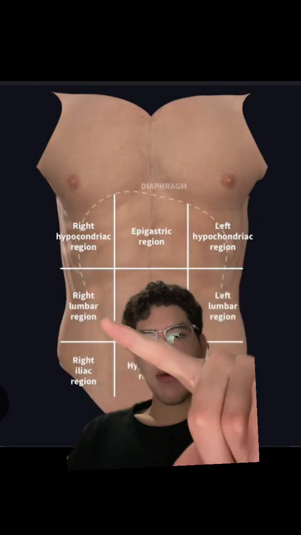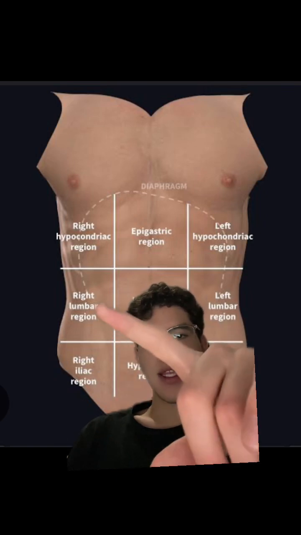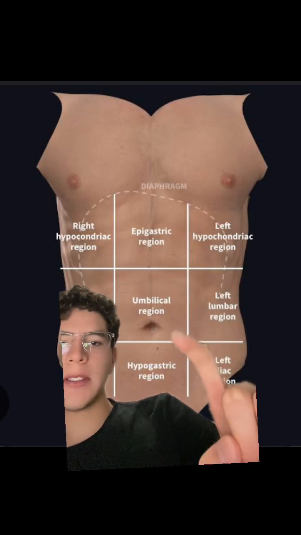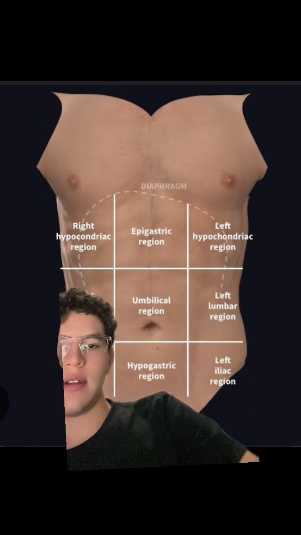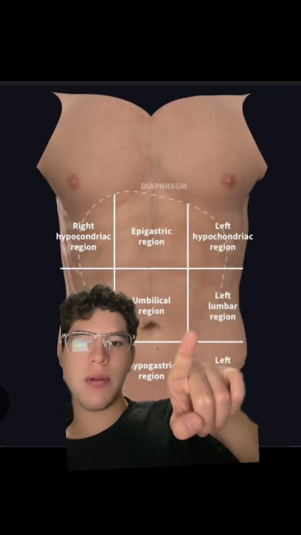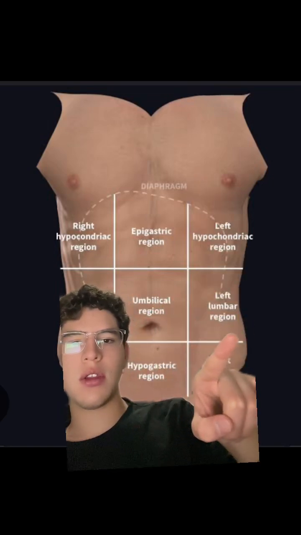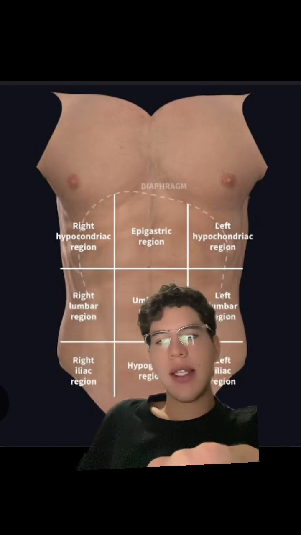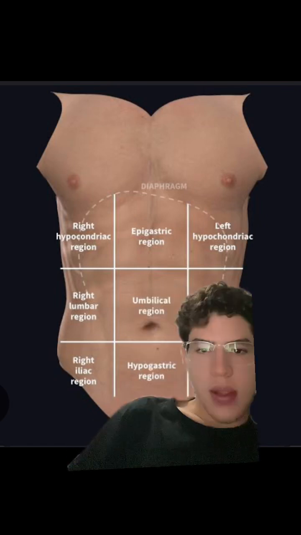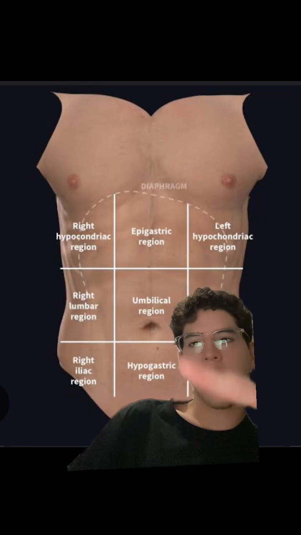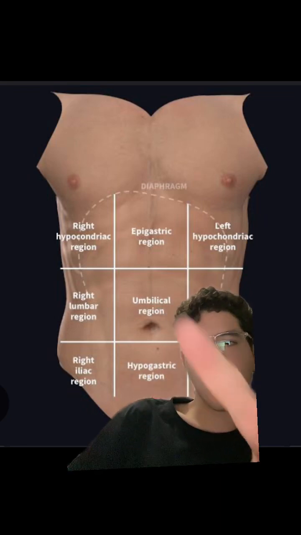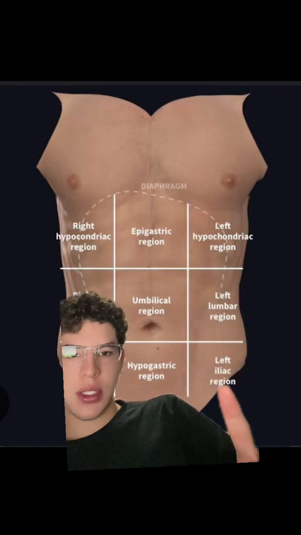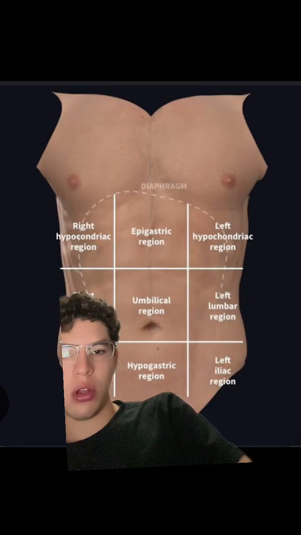Also, the right lumbar region contains the ascending colon and the kidney. The umbilical region contains part of the inferior intestine. The left lumbar region contains the descending colon and the other kidney. The right iliac region contains the appendix and the cecum. The hypogastric region contains some of the reproductive system and also the bladder. And finally, the left iliac region contains parts of the sigmoid colon.